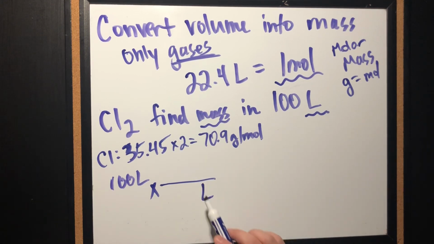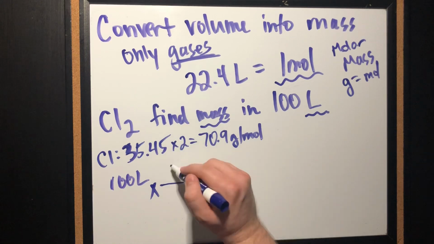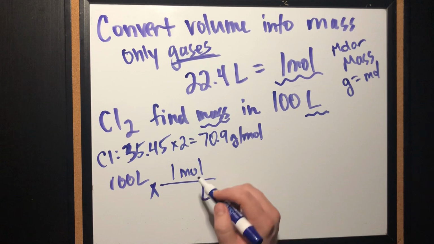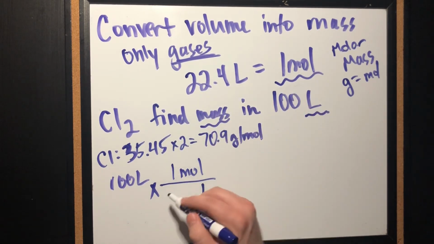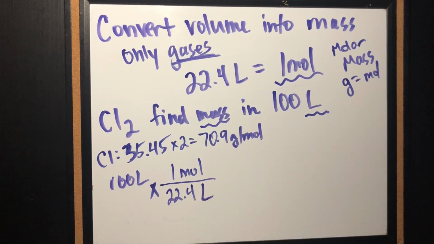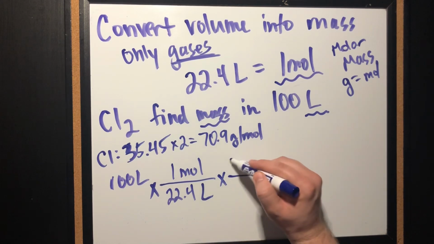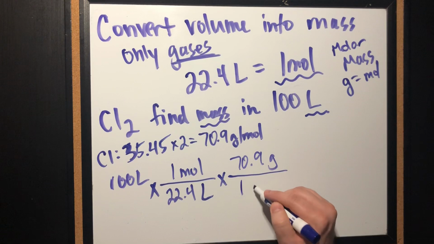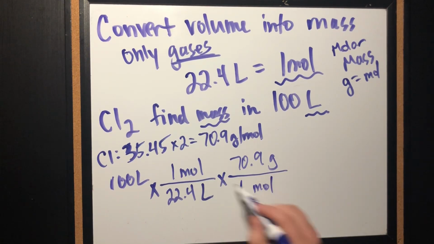So what goes on top? What you want goes on top. I want to change liters into moles, so then I can then change moles into grams. I know, based off of this conversion factor, that there are 22.4 liters in 1 mole. I'll do another conversion factor. So again, what you want goes on top. I want grams. I have moles here, so I'll put the moles down there so that they cancel.